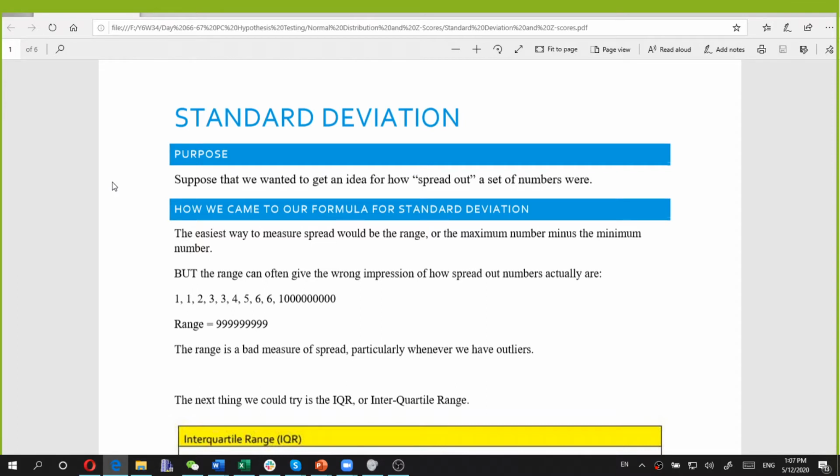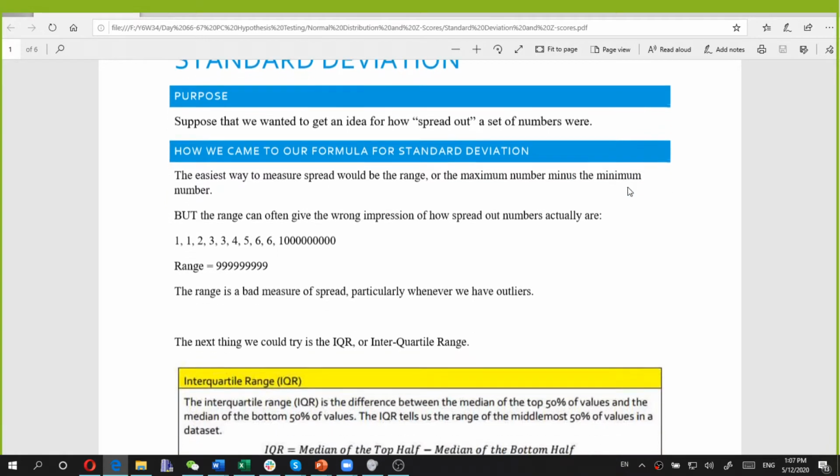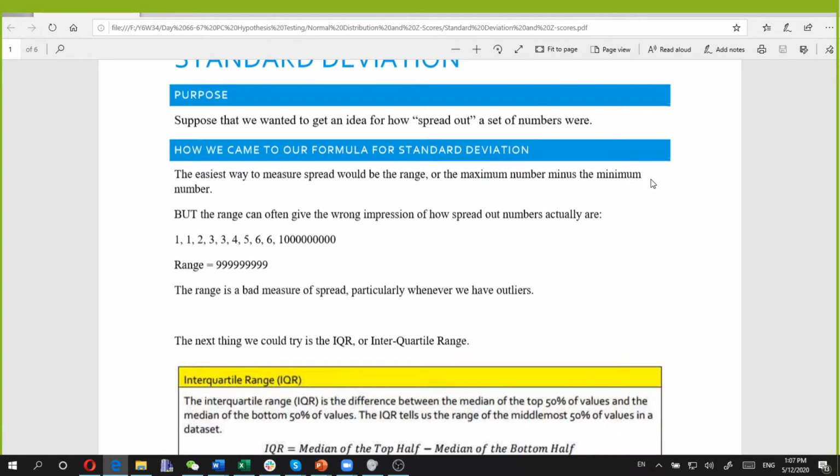So going back from quarter one, looking at standard deviation. Standard deviation is a way to get an estimate for how spread out a series of numbers are. And the way that we came up with standard deviation is trying to solve problems that we had with other methods of trying to figure out how spread out a set of numbers are. The easiest measure of spread would be range.